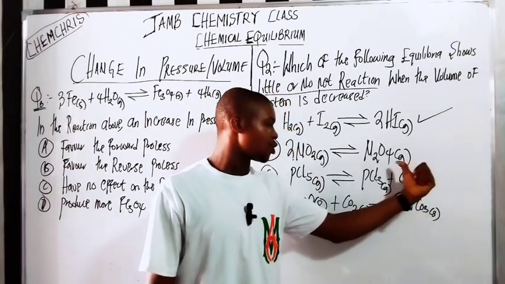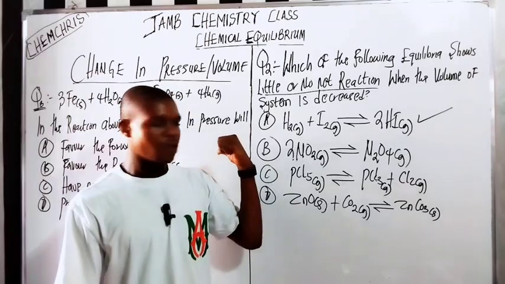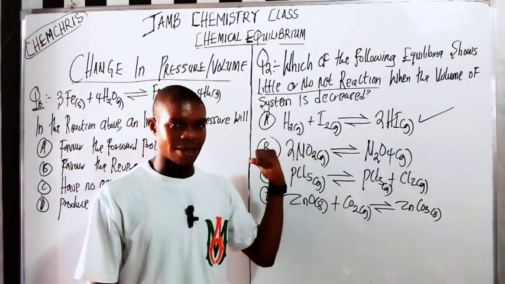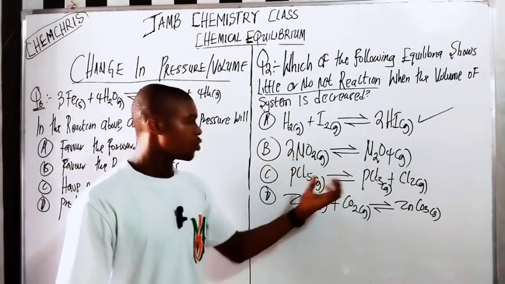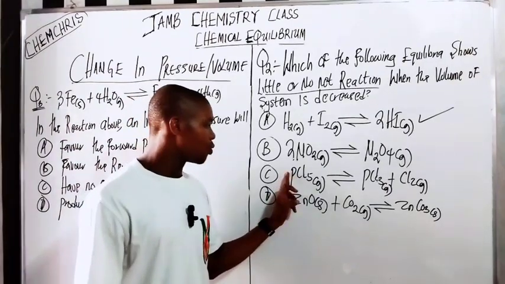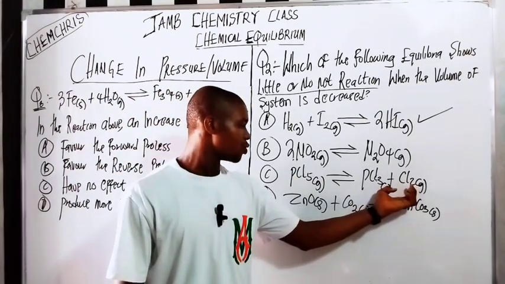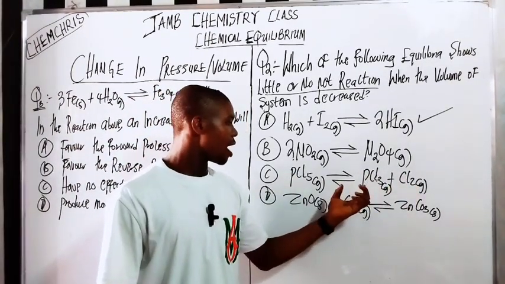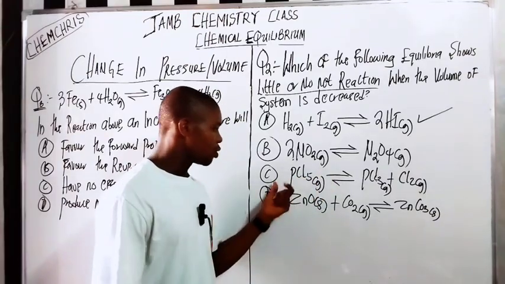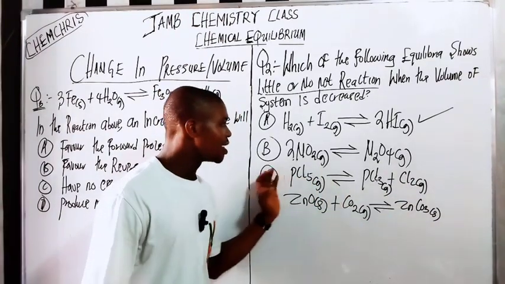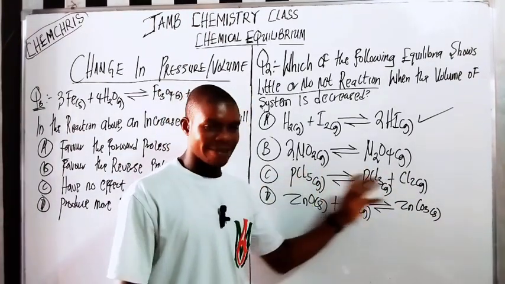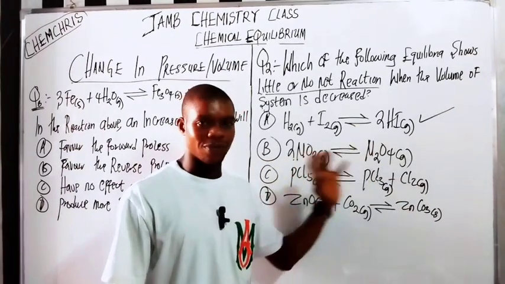A decrease in pressure will cause the equilibrium to move to the reactant side. Do you understand? So what about here? Here we have 1 mole, here we have 2 moles. Right there. Here we have 1 mole, here we have 2 moles. So a change in pressure will affect this because we have different moles of gases.